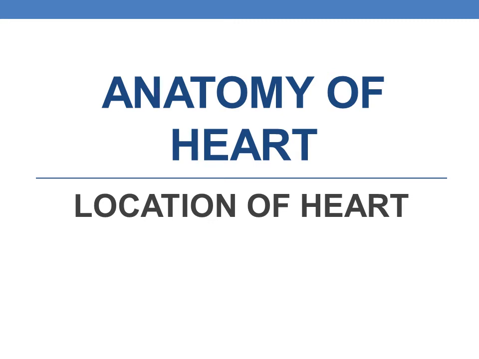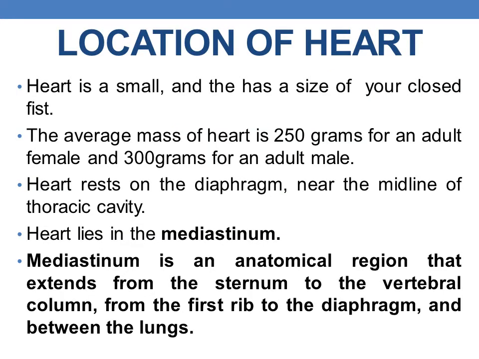Hello everyone. Now we are going to discuss part 1 of the anatomy of the heart, and in the current session we will be discussing the location of the heart. As we all know, the heart is a small organ with the size of your closed fist. The average mass of the heart is 250 grams for an adult female, whereas 300 grams for an adult male.